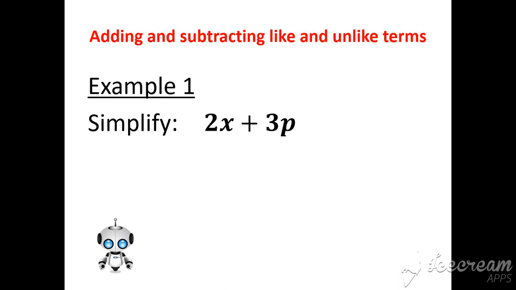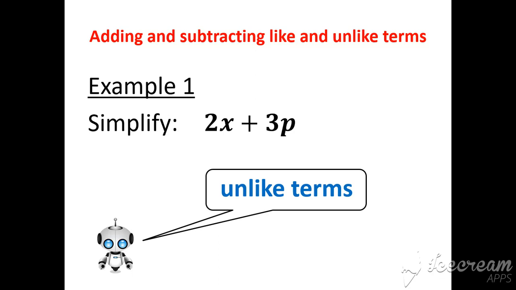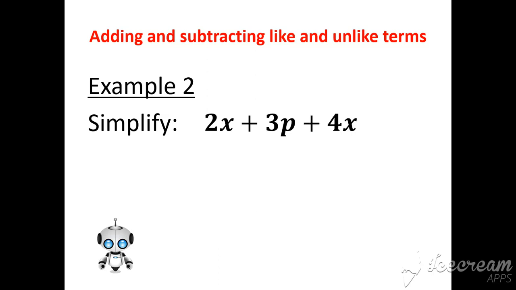So, example 1, simplify 2x plus 3p. Well, we have an x, 2 times x, and we have a p, 3 times p. They are unlike terms. They're different letters, different variables. And so unfortunately, we can't add them in this example. So I can't do anything with this expression.